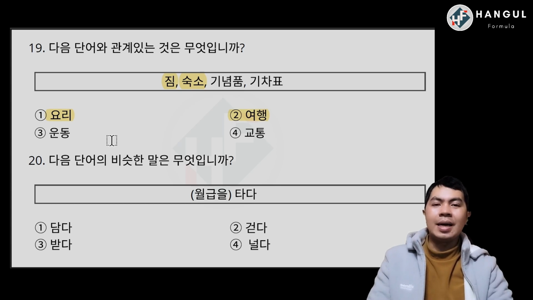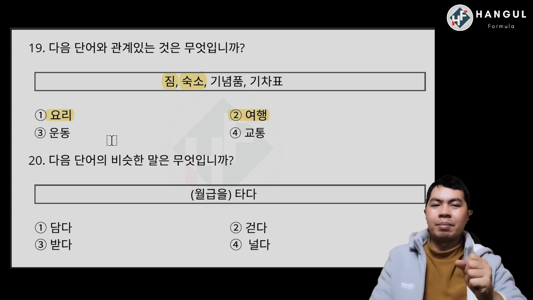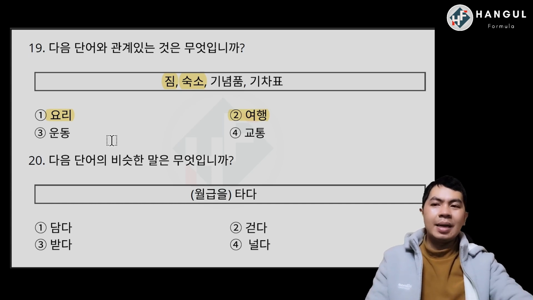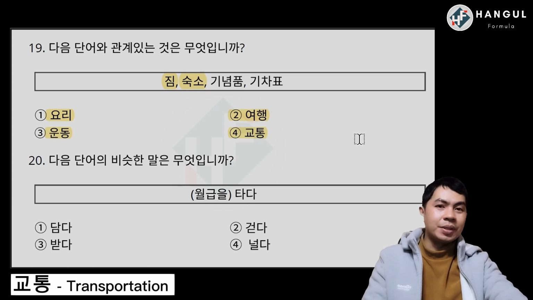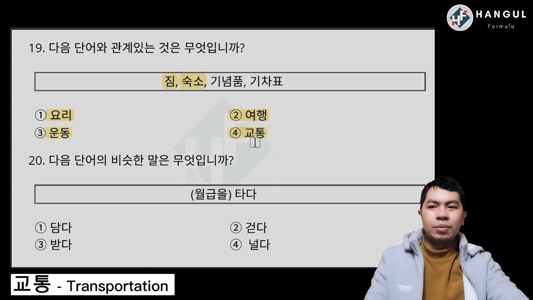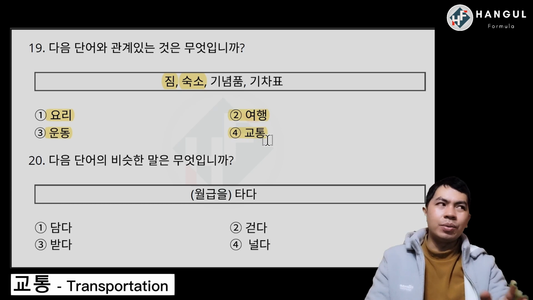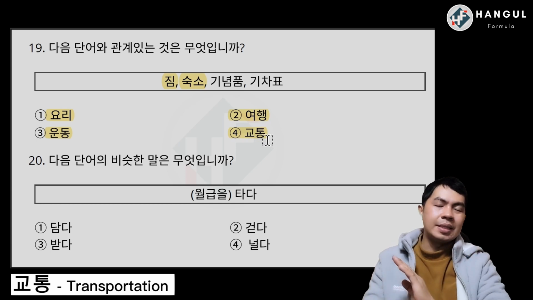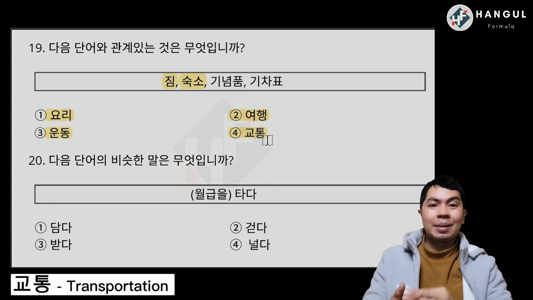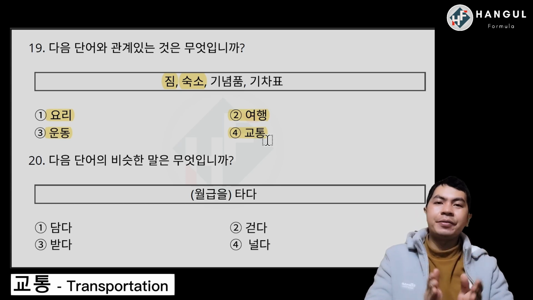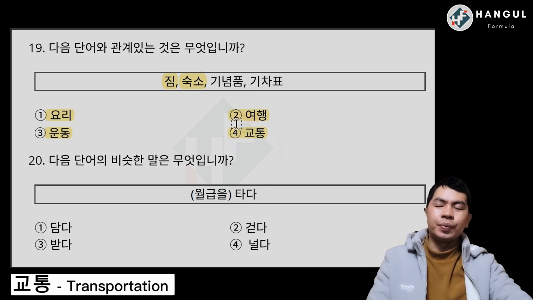But still, when we talk about yoheng, lagi tayong nasa isip natin is about mga maleta, mga bags na pasok dito sa word natin sa una, sa gym. And, yeah, undong is just exercise, no? And number four, jutong, it's transportation, okay? And when we say transportation, ano yung mga words na papasok sa isip natin? It's about taxi, bus, or mga subway or any form of transportation, kyutong. So that's why yung answer sa number 19 is yoheng.